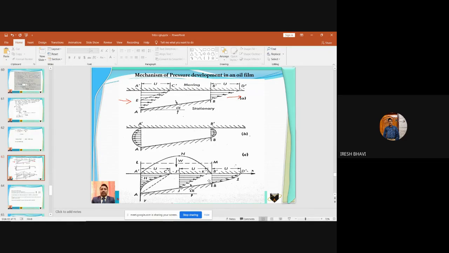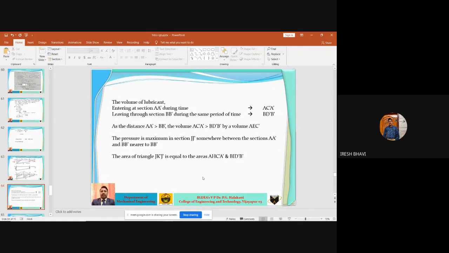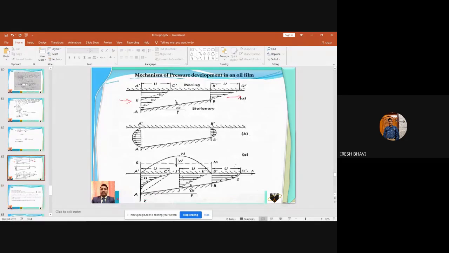The area of triangle J K dash J dash is exactly equal to the area A H C dash A dash. This area will be equal to this area, and also this area B I D dash B dash is also equal to J K dash J dash. Okay. See here, the area of triangle J K dash J dash is equal to the area of A H C dash A dash and B I D dash B dash. This hatched area is exactly equal to this hatched area, which is exactly equal to this hatched area.